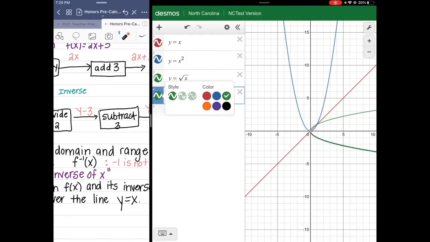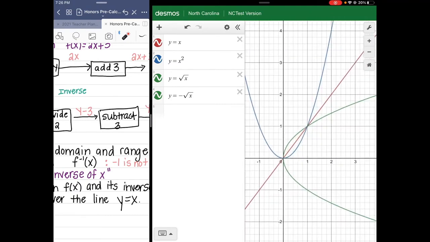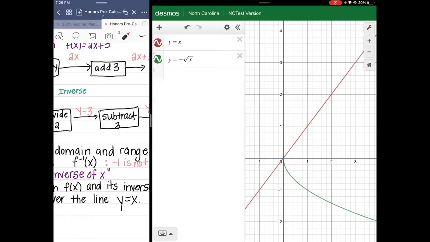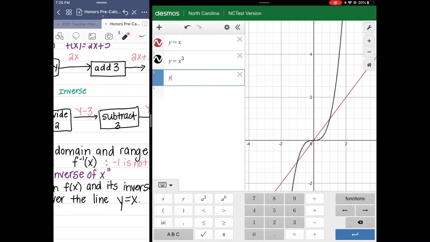And I can see, and I'm going to turn this one into green so it all kind of flows together. But if you look right here, I'm going to kind of zoom in. They are a reflection over that red line, y equals x. Now, I can even look at a couple of other options. So let's say that I have y equals x to the third power. Okay, so I have x to the third power, and then that means I'm going to take the cube root.